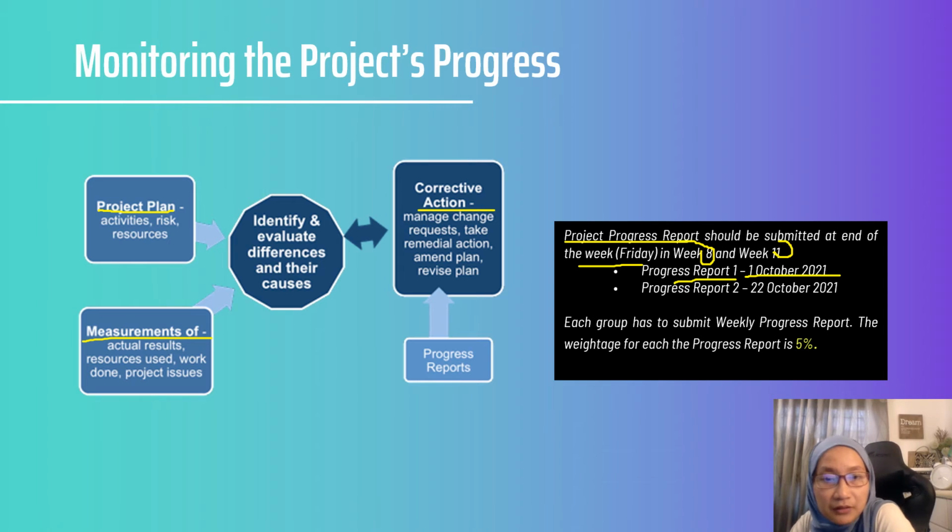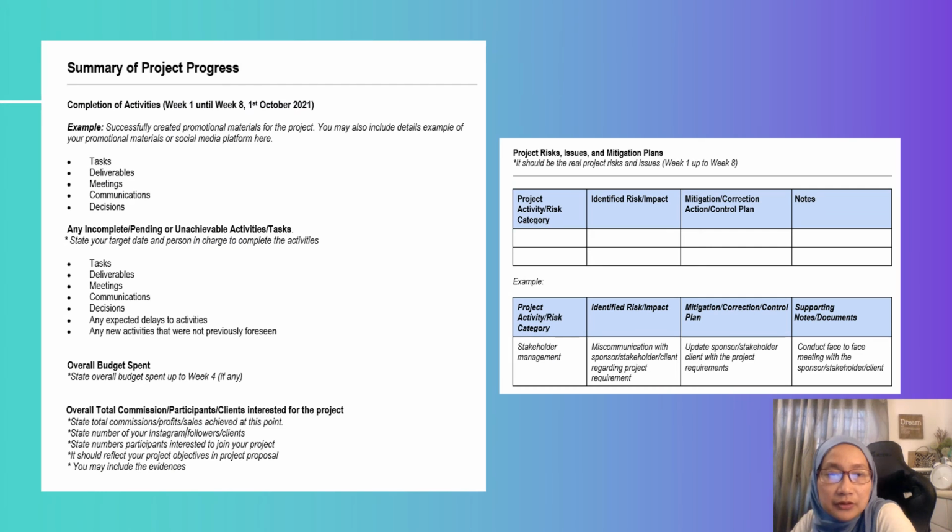Alright, so this is the example. It is a template that I have prepared, which I will upload in the Google Classroom under week 6. You have to report the completion of activities, from week 1 until week 8. Let's say for example here you have successfully created promotional material for the project, and then you have to include a detailed example of your promotional material, such as a social media platform.